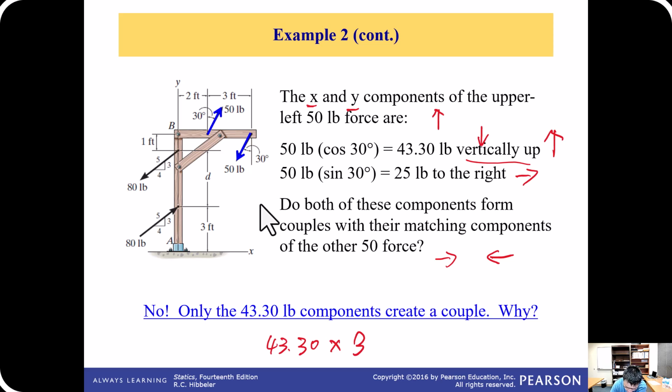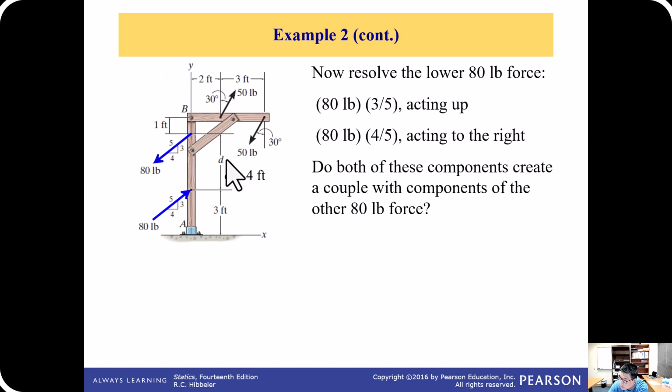And is this positive or negative? Here is the force direction. The moment will be clockwise, which is negative. What about the other two forces, the 80 lb force? Same thing. Let's first get its Y component and X component.